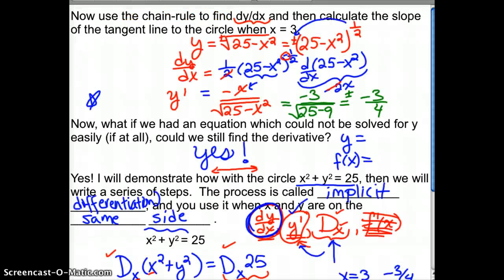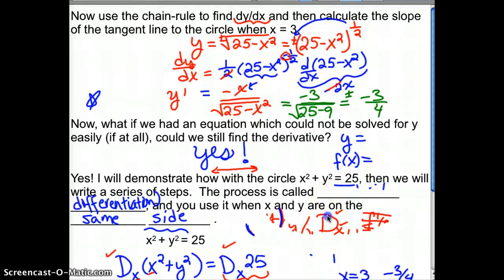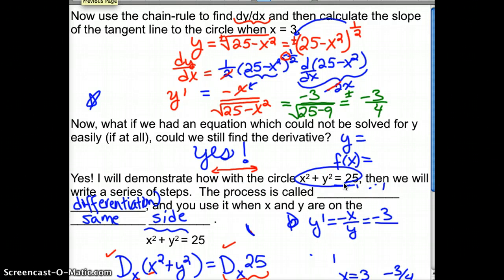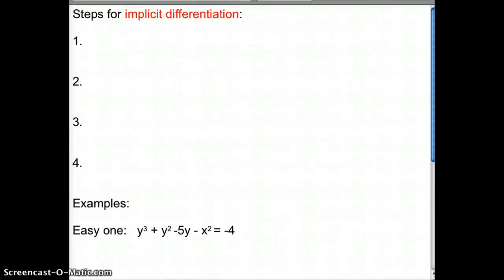So what happens on this one here is, since my derivative was negative x over y, well, then I would do negative 3 over, and then remember the y value, when x squared plus y squared is equal to 25, well, that means that when y is negative 3, my x is 4. So I get that negative 3/4, exactly as I got doing it on the graphing calculator.